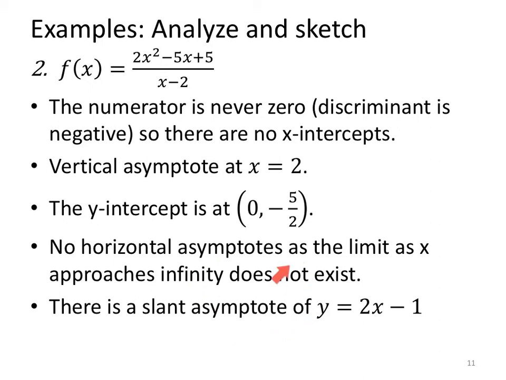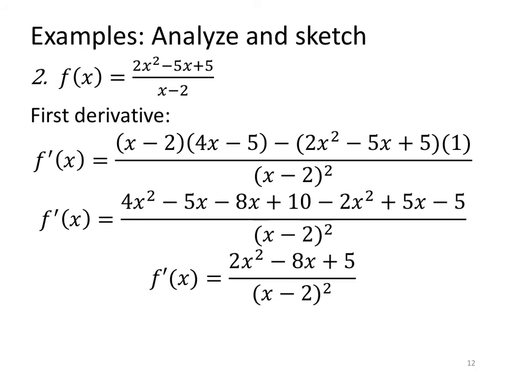So laying out the asymptotes, vertical, horizontal, and slant, as well as intercepts, is a great way to start your problem. But now we move on to the derivatives. So I'm going to use the quotient rule to find the derivative. You should pause and check my work, make sure I got it right.